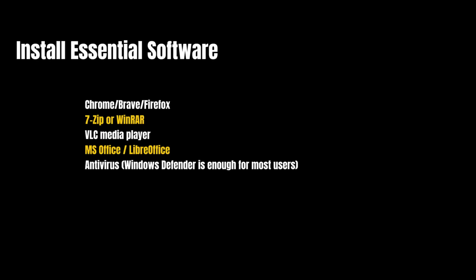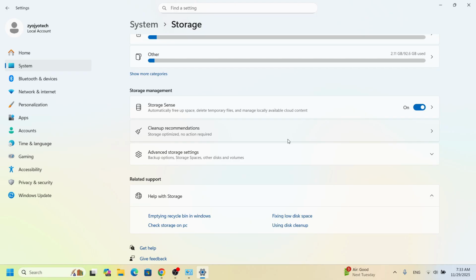Bonus tips: you should install essential software like Chrome, Brave or Firefox for browsing. Then install WinRAR or 7-Zip for file extraction. Then download VLC Media Player as a video player. Then Microsoft Office or LibreOffice for office work, and install antivirus if you need it. So these were the 10 important things you must do after installing Windows 11.